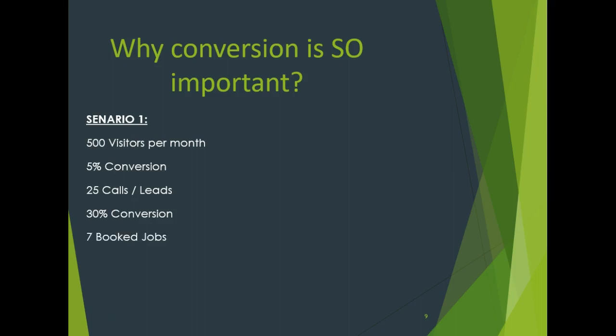All right. So with a 30% conversion, you should have 7 booked jobs. And let's assume that your average transaction is $150. For some of you watching, that could be higher. For some of you watching, it could be lower. So I just took an average of what I think the average transaction value will be, or what the average job is worth to an appliance repair company. So those 7 booked jobs will be worth $1,050 in revenue to your appliance repair business. Now let's look at scenario number 2.